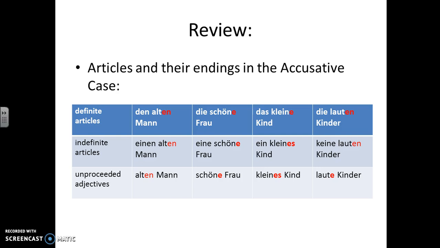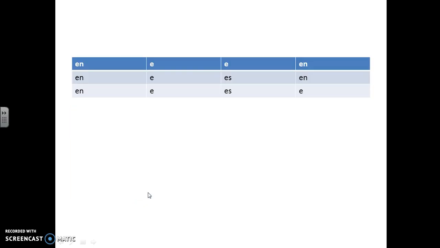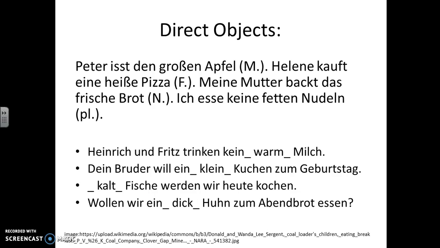So you have an article in the first 2 rows right here, and you have an adjective and a noun. But in the last row, which is unpreceded, it means that there's no article in front of it. In other words, there's no word for the or a. All right. So let's take a look at what some of these look like composed. We have some examples of direct objects here.